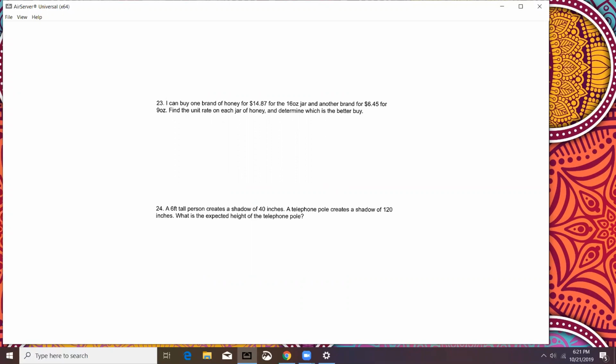So we have two options. We have $14.87 for 16 ounces, and then we have $6.45 for 9 ounces. For the $14.87 for 16 ounces, if I want to figure out how much that is for 1 ounce, you are dividing by 16 here, because unit rate is per one of something. In this case, for the honey, it would be per 1 ounce. So if I take $14.87, and let me pull up my calculator because I don't know how to do this one in my head, it rounds to about 93 cents. So this one ends up being 93 cents per ounce.